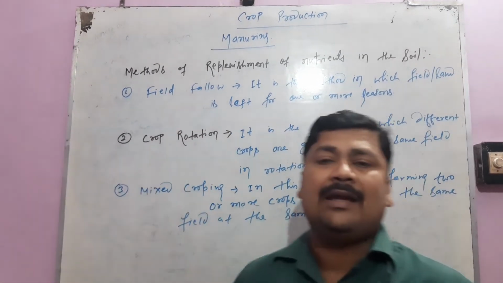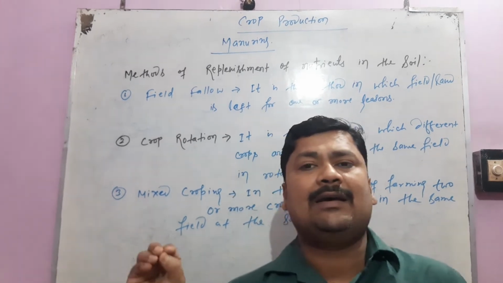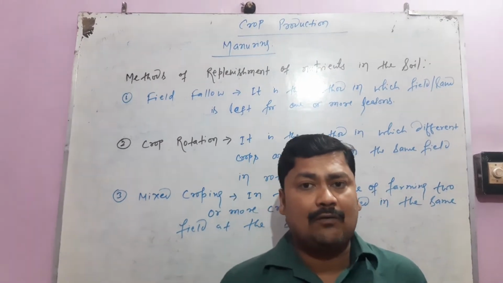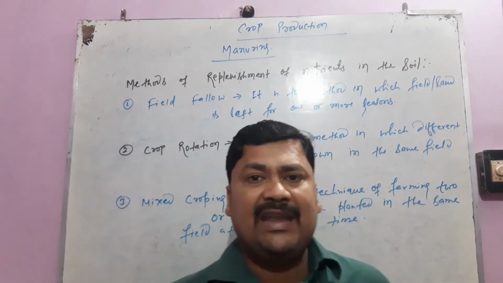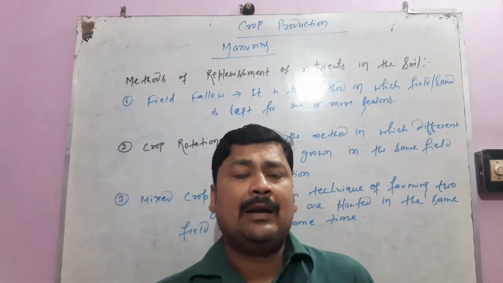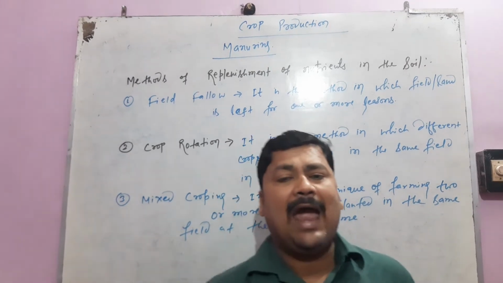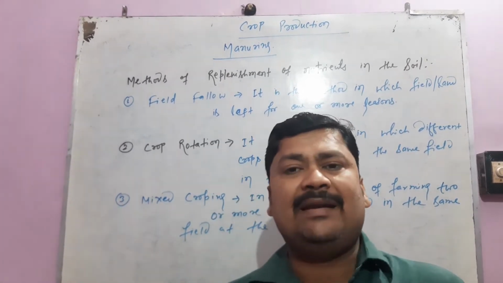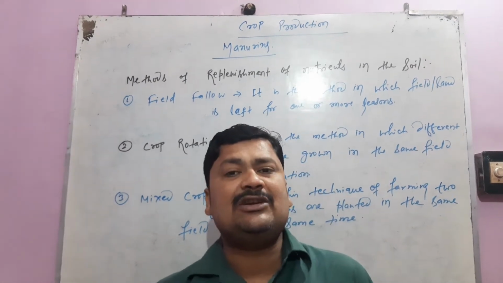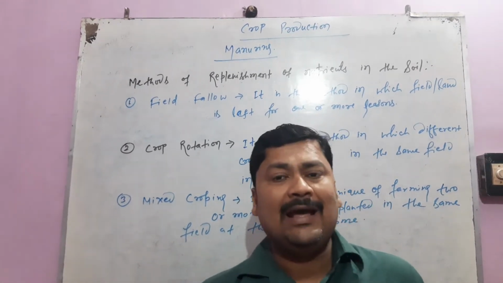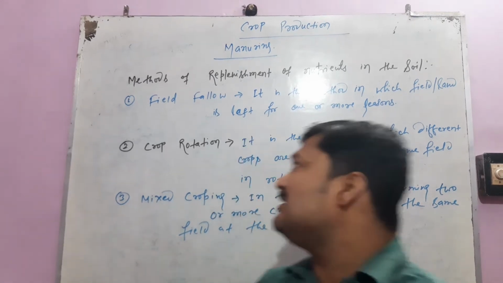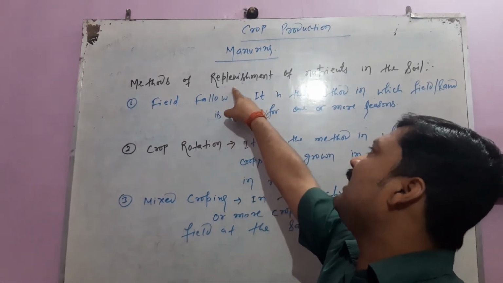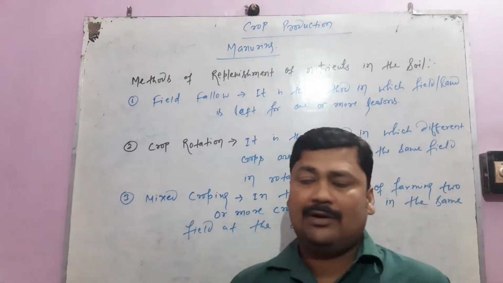This is a method in which we leave our field for one or more seasons. When we leave our field for one or more seasons, then a lot of organic matter, animal waste, and dead plants are collected here, and by the action of microbes and other bacteria present in the soil, they change it into humus and the soil replenishes its nutrients. So by this method, soil can also complete its replacement of nutrients.